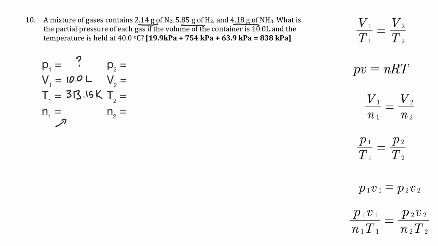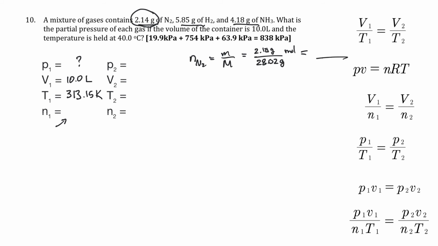And moles I don't know, but because I have grams, I can determine moles. So that'll be the first thing I'll want to do, is I want to figure out the moles of the first gas, which is nitrogen. So it's mass over molar mass. The mass is 2.14 grams divided by the molar mass of nitrogen. Now nitrogen is N2, so 14.01 times 2 would be 28.02 grams per mole. And figure out what that number comes out to be.